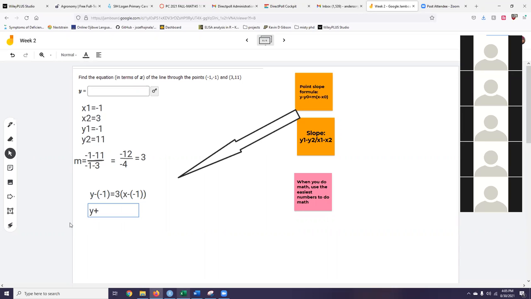Simplifying, y plus 1 is equal to 3x plus 3. Then I want to subtract 1. Y is equal to 3x plus 2. And there is how you would find the slope given two points in general. So any questions on that? If not, I'm going to go ahead and stop the recording here.